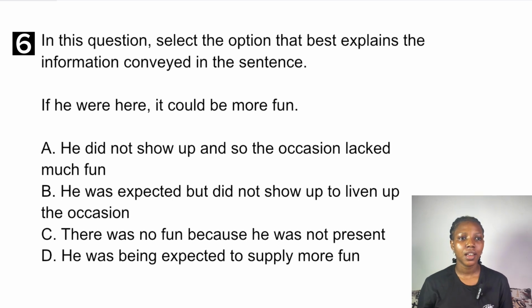Okay, so option C is not true because there was fun, but its presence would have made it more enjoyable. Now, option B was expected but did not show up to liven up the occasion. This seems to be a possible answer, but the clause "it was expected" can be argued. Now, when you take a look at the first clause in the question, "if you were here" implies a hypothetical scenario, so it's a condition that's imagined or assumed. And so, because of the context, we can suggest that its presence is desired or anticipated, although it was not clearly stated in the sentence that it was anticipated.